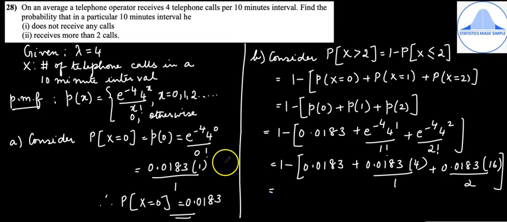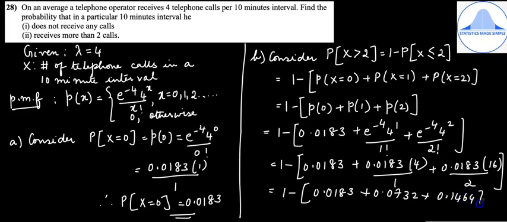So on simplification we get 1 minus 0.0183 plus 0.0732 plus 0.1464. So the final answer of probability of x greater than 2 is 0.7621. So remember that probability answer should always lie between 0 and 1.